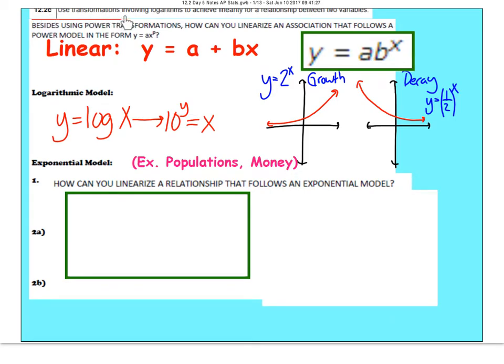12.2c, we're going to use transformations involving logarithms to achieve linearity for a relationship between two variables. So remember one thing about linearity. This is the standard format of the line. And this right here is the format of what an exponential function would look like.